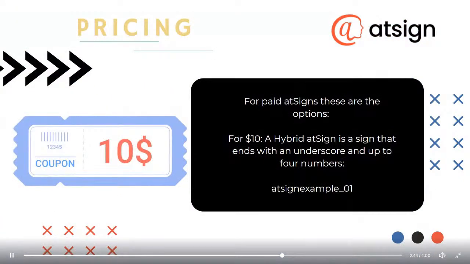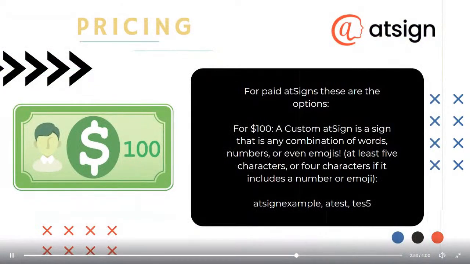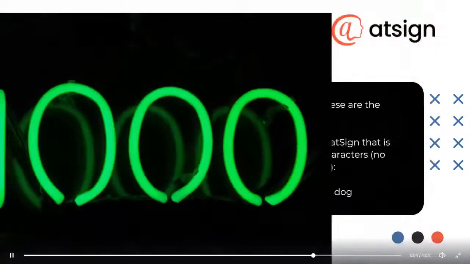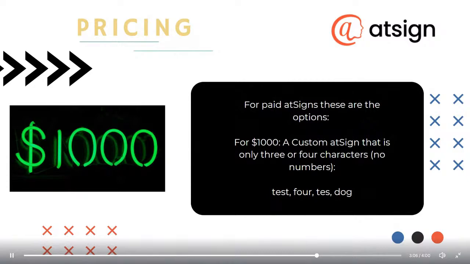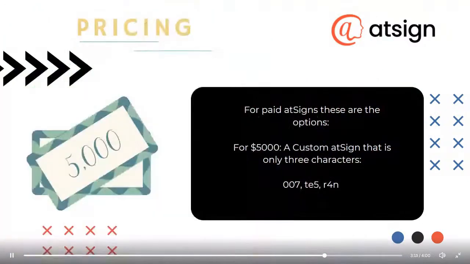For paid @signs, these are the options. For $10, a hybrid @sign is a sign that ends with an underscore and up to 4 numbers. For $100, a custom @sign is a sign that is any combination of words, numbers, or even emojis, at least 5 characters or 4 characters if it includes a number or emoji. For $1,000, a custom @sign that is only 3 or 4 characters with no numbers. And for $5,000, a custom @sign that is only 3 characters.